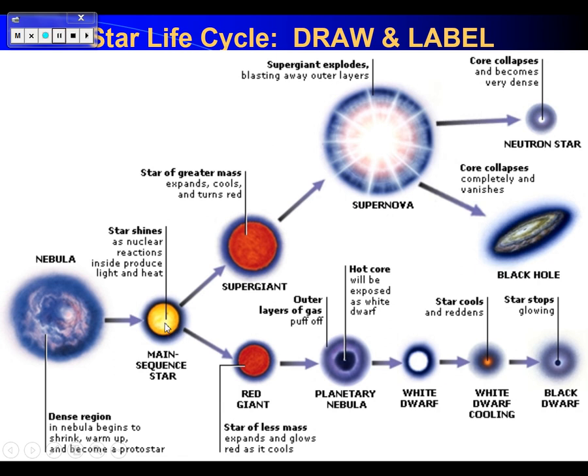Our star, the sun, goes from our little protostar to the main sequence. And then, because our star is actually really boring, it's just a medium-sized boring star with low mass, it turns into a red giant, then a planetary nebula. It has an outer layer of gas that literally puffs off, and the hot core is exposed as a white dwarf, which is the next phase. That white dwarf will eventually cool and turn into a black dwarf, and the star stops glowing.